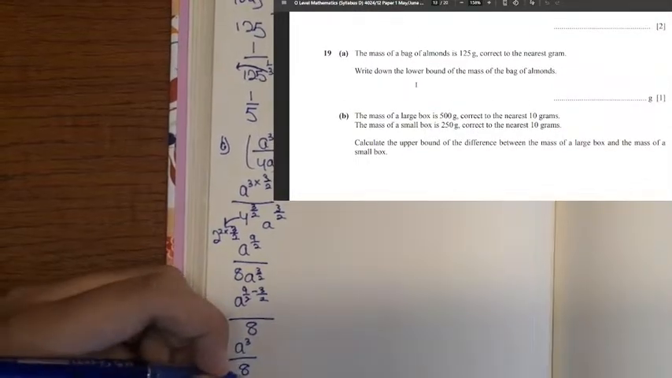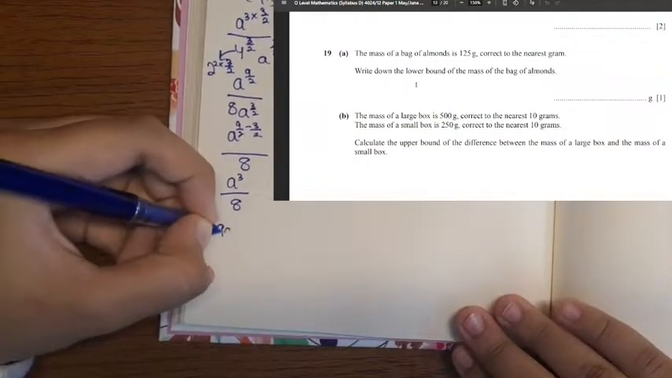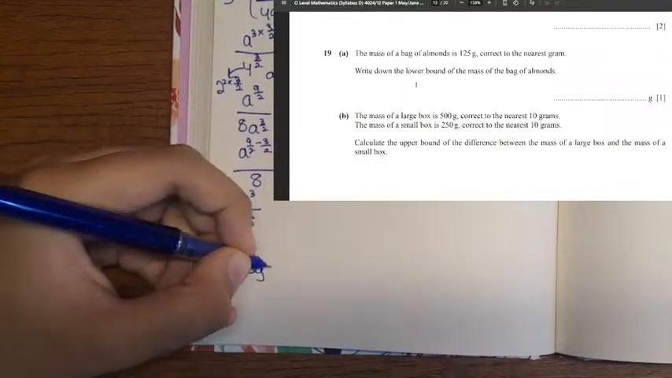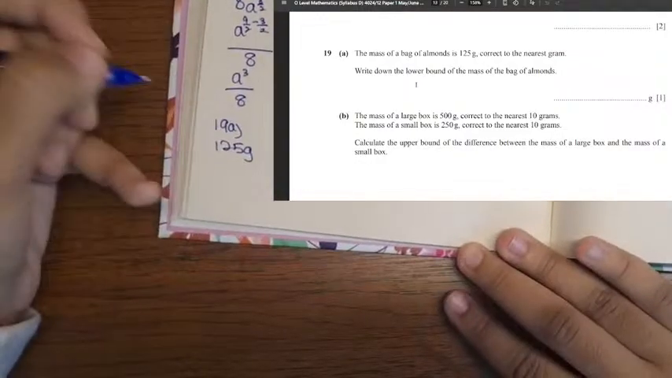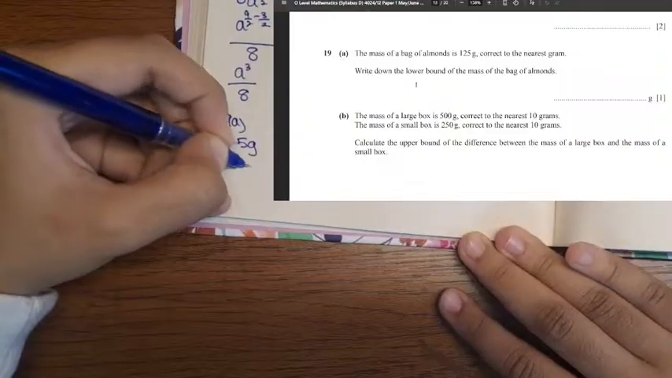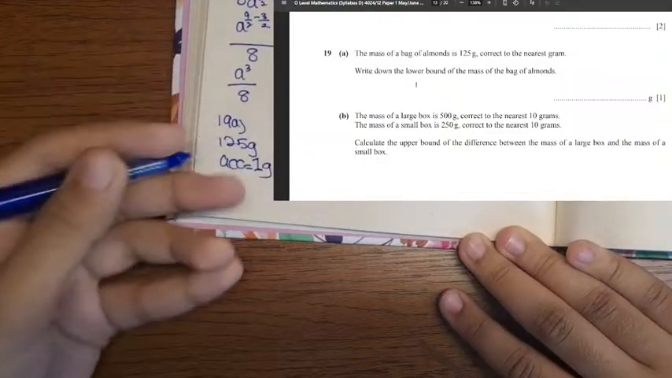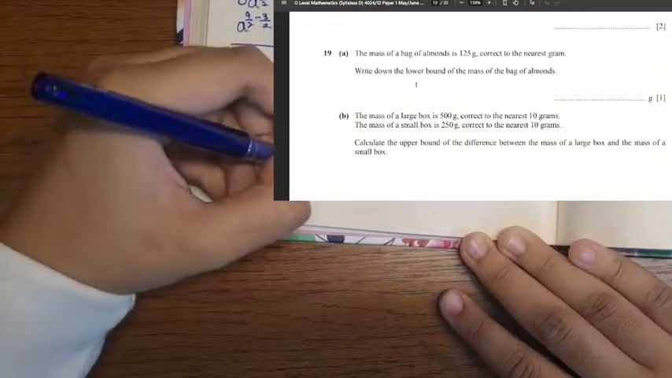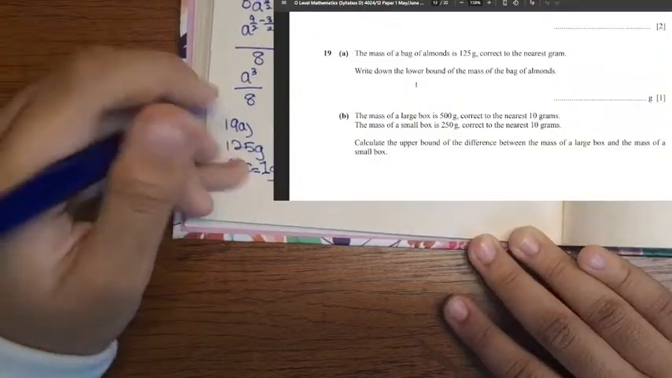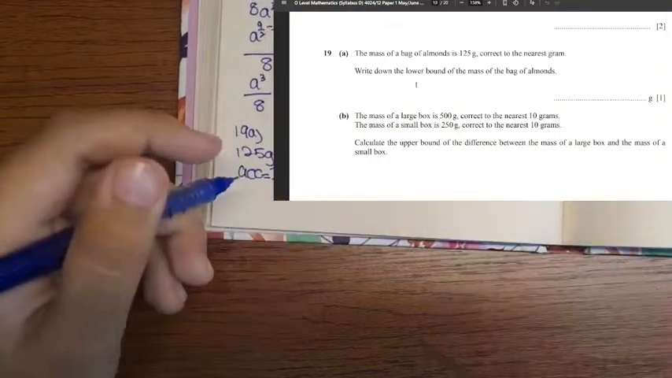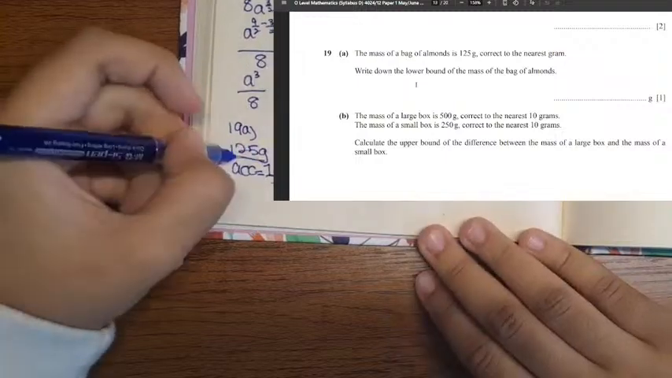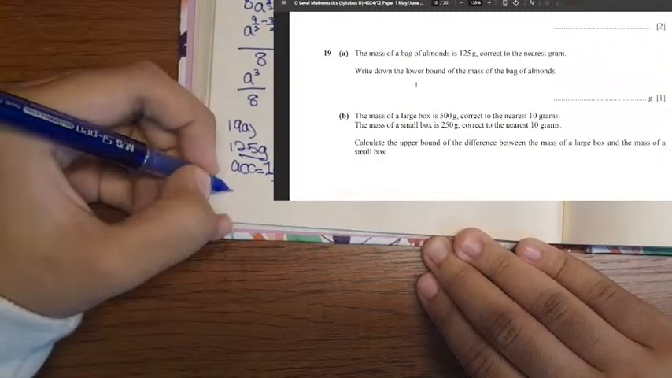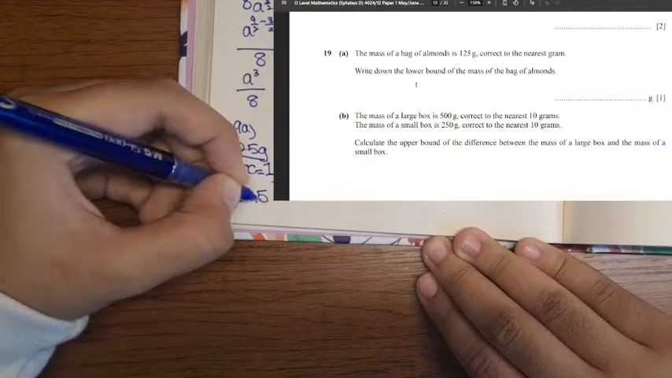The next question is 19: the mass of a bag of almonds is 125 grams, corrected to the nearest gram. Find the lower bound. If it's to the nearest gram, then the accuracy is equal to 1 gram. If the accuracy is 1 gram, then the error we will have is 0.5 grams, because half the accuracy is always the error. So if we have the error and the original value, to find the lower bound we just subtract the error from the original value. So it becomes 124.5.